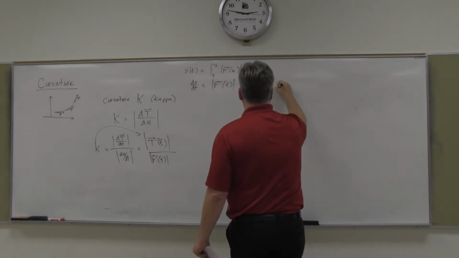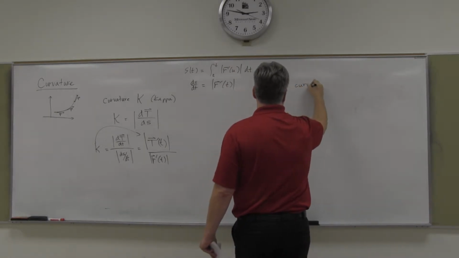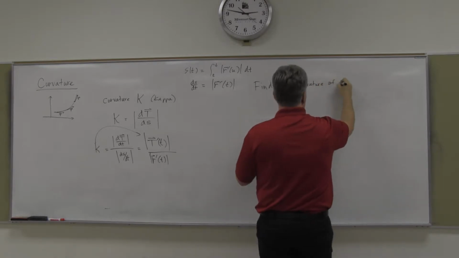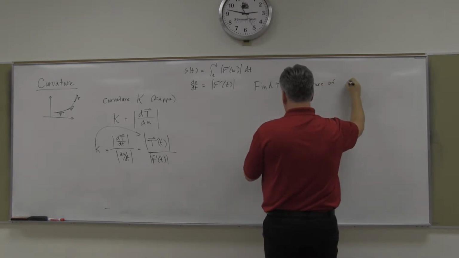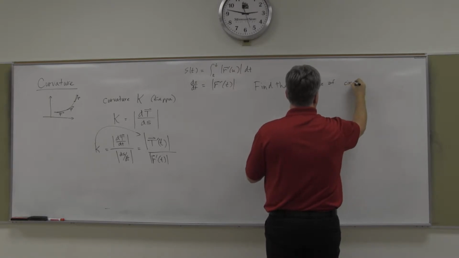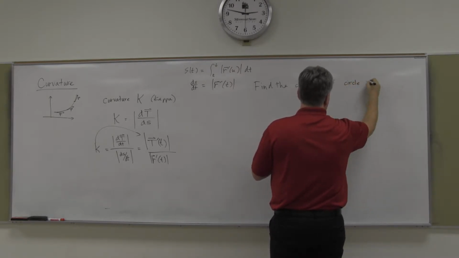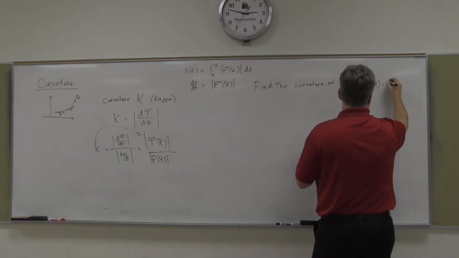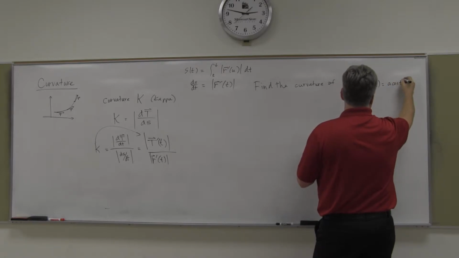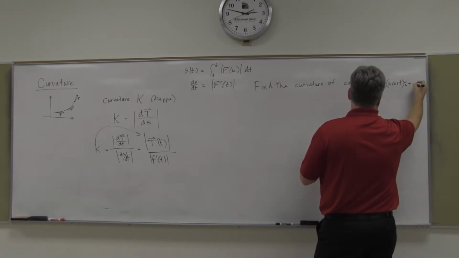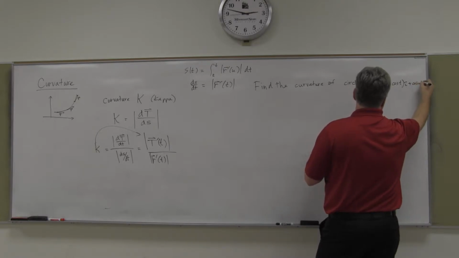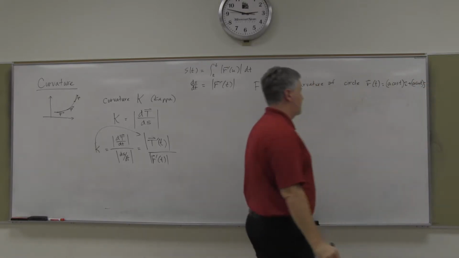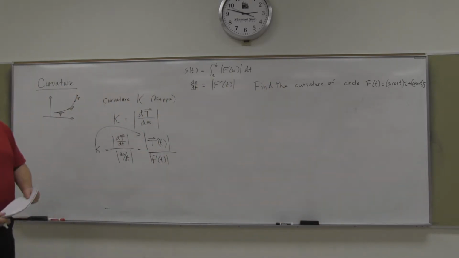Yeah, so here's a good example. Find the curvature of a circle of radius a, which in vector-valued function form is a cosine t i plus a sine t j. That's what a circle looks like. Vector form, two-dimensional circle. That'd be a circle of radius a.